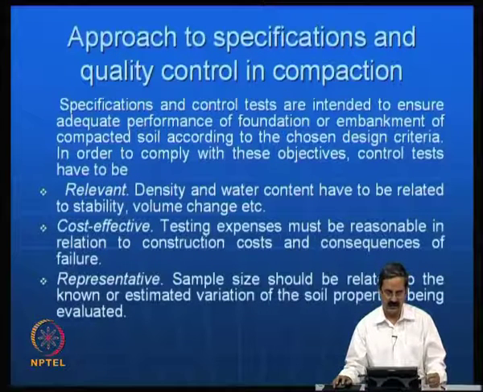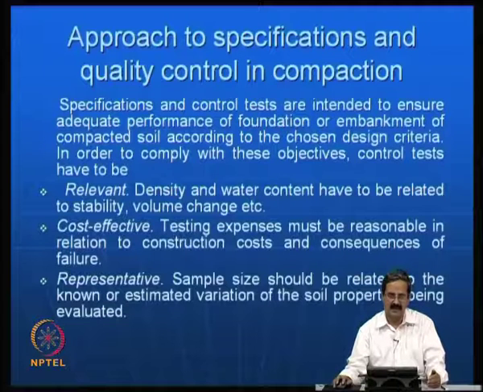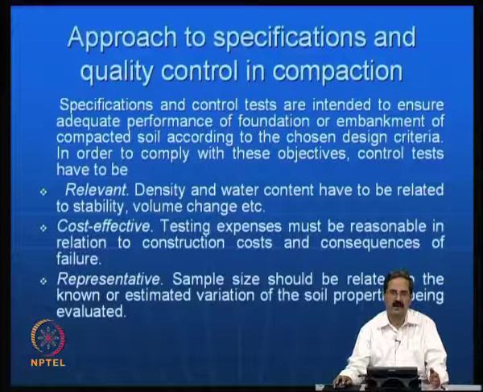Here, what we mean by criteria is that you should be talking about, for example, reduction in permeability or increase in bearing capacity; some of these aspects are objectives. And when you do control tests, they should have some criteria. The test should be relevant. For example, when you say compaction, we want maximum dry density and optimum moisture content.